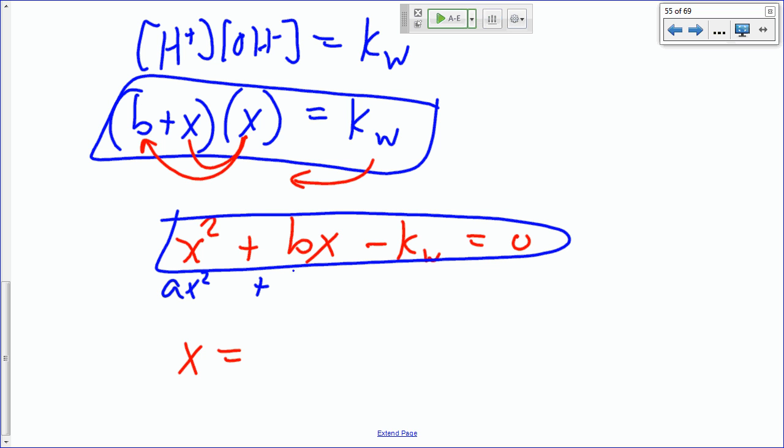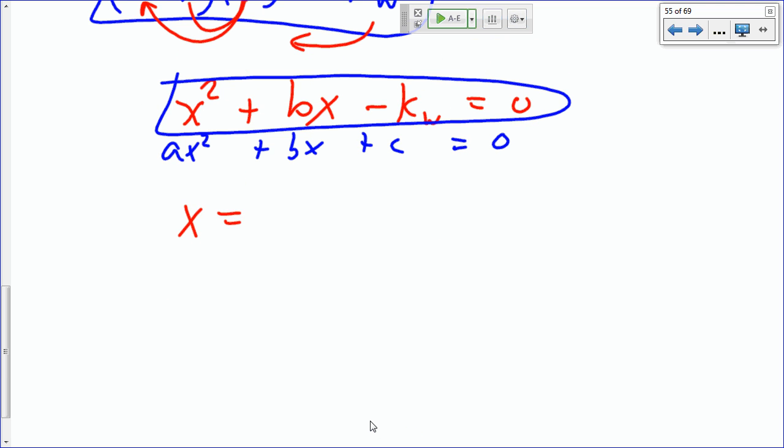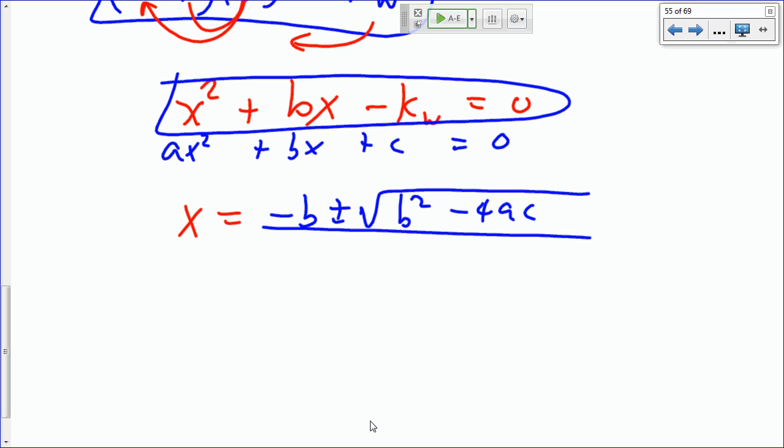Ax squared plus Bx plus C is equal to 0. How do you solve for X in a quadratic equation? Negative B plus or minus square root of B squared minus 4AC over 2A. Okay? So that's one of those formulas from math that you should remember. So this is going to be negative B plus or minus square root of B squared minus 4.